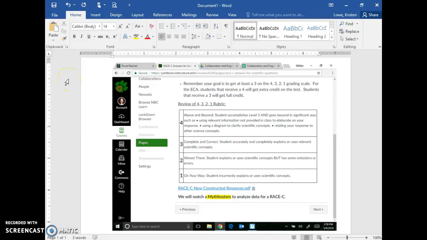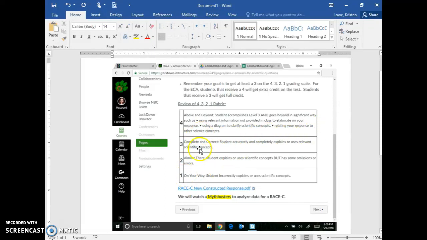In case you haven't gotten the hint yet, RACI is pretty important in science, only because it's a really good way that we can see that you understand how to pick out evidence from an investigation. So on the ECA, we will be grading your RACIs on the 4, 3, 2, 1 rubric. This is nothing new to you.